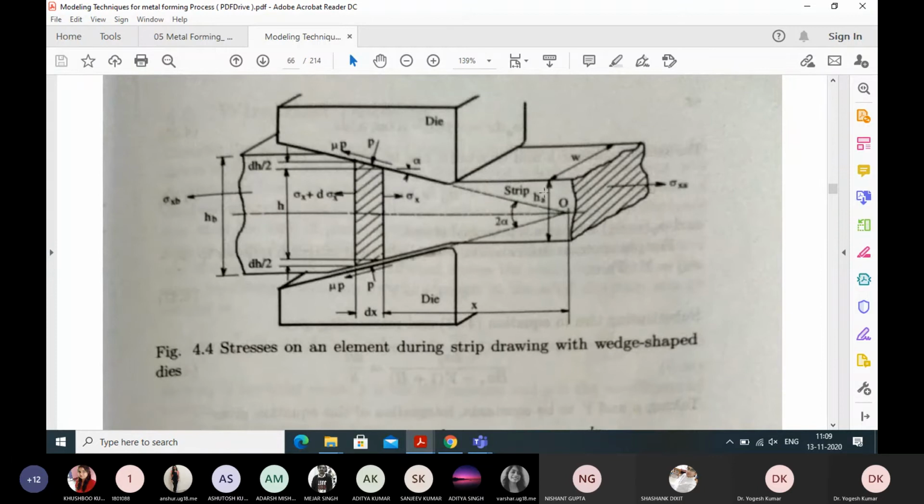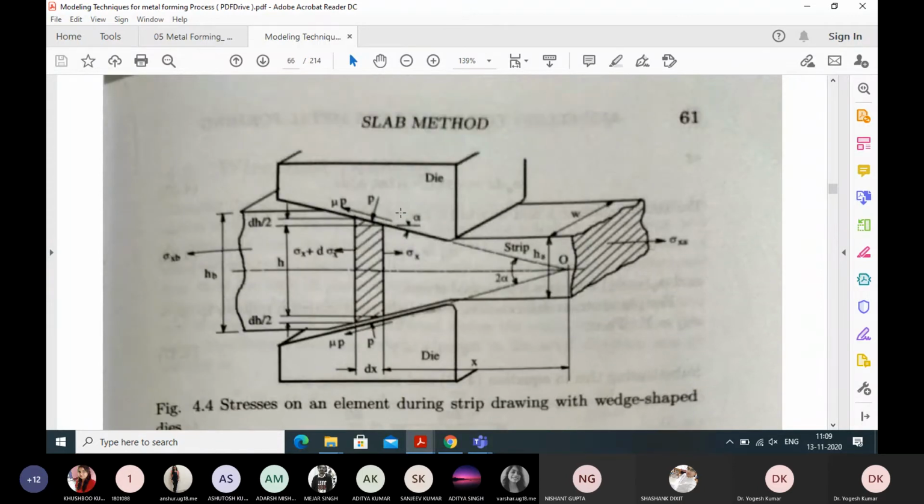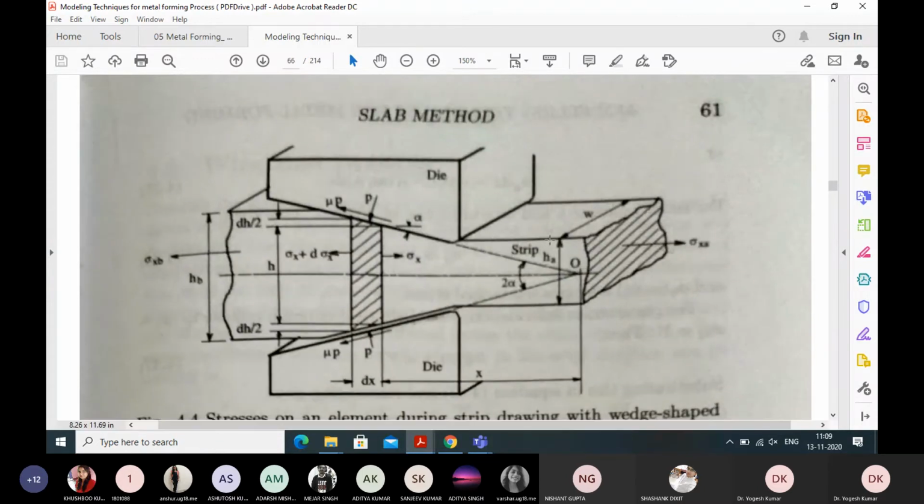Okay, so I have zoomed it for clarity, and I will read also. So initial height of your strip is HB, final height is HA, width of your strip is W. Okay, so we are trying to apply slab method in this strip drawing process.